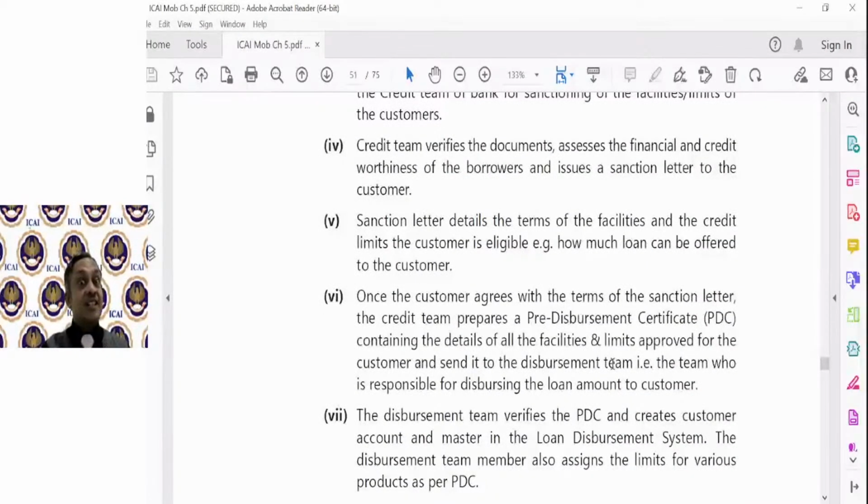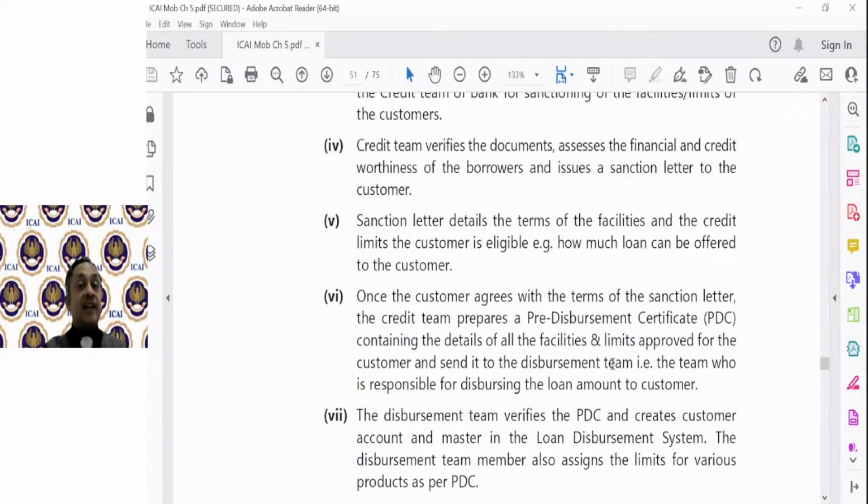Now, this is talked about in customer risk credit line. We read about this word credit line. Here it is again relevant, when the credit team is making an assessment of how much loan a customer can be given. That is what they call credit assessment. Once the customer agrees to the disbursement, the credit team prepares a pre-disbursement certificate. This word came in the earlier chart also. I told you that the pre-disbursement certificate is more to do with the asset side of the bank, not the liability side of the bank.